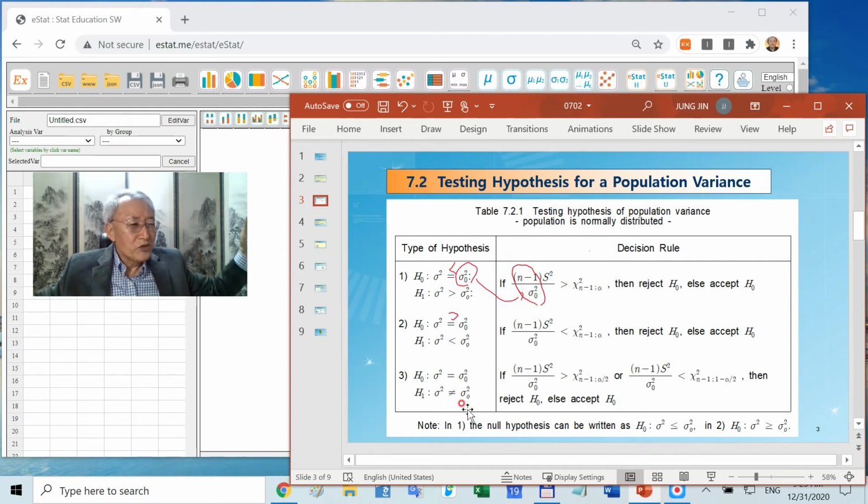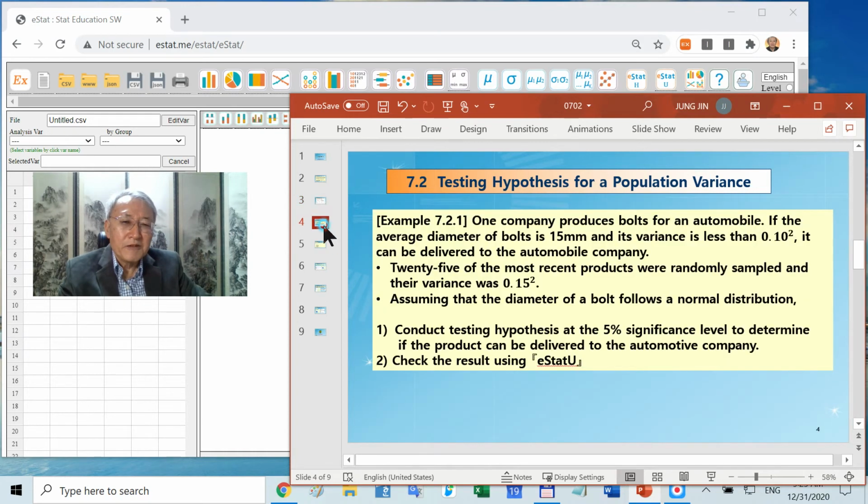For a two-tail test, you need to check 2.5% each. You have to look up chi square n minus 1 with alpha over 2 or 1 minus alpha over 2. Let's consider an example.